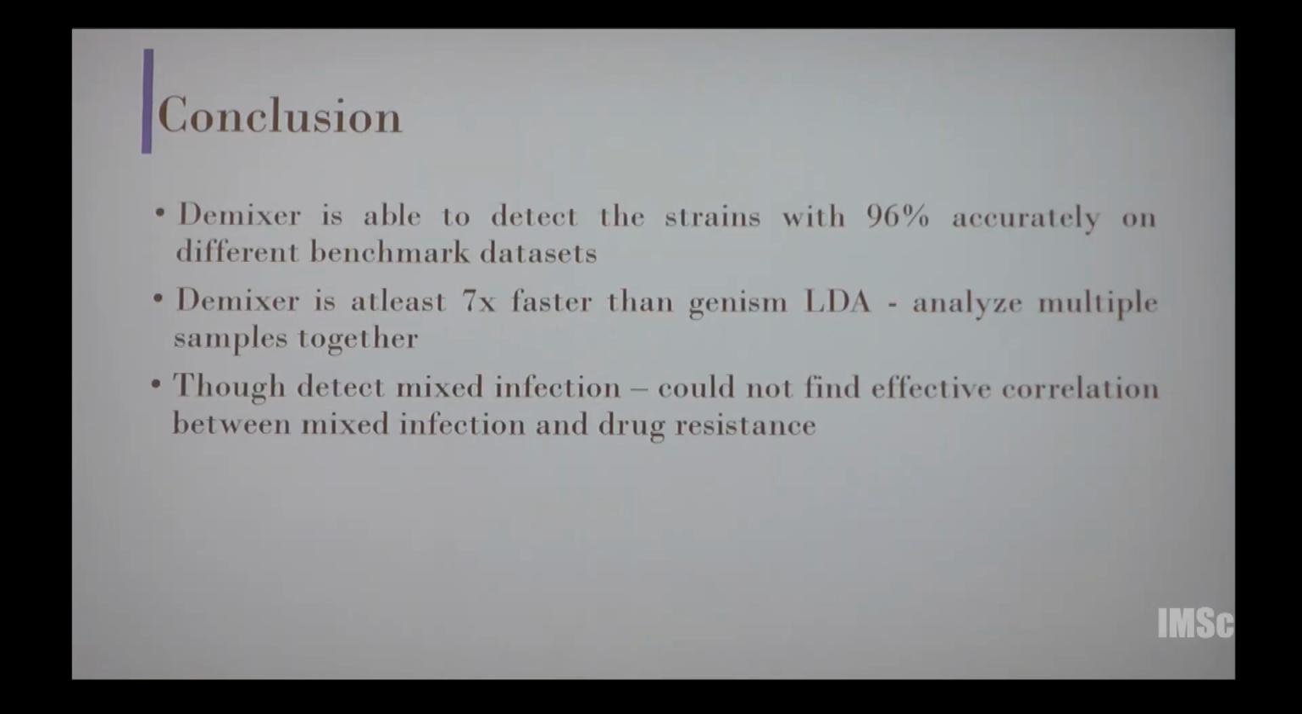So the conclusion is that our model is able to detect the strains with some 96% accuracy on different benchmark data sets. And also it is 7x faster than the Naive LDA approach. So it facilitates analyzing multiple samples together.